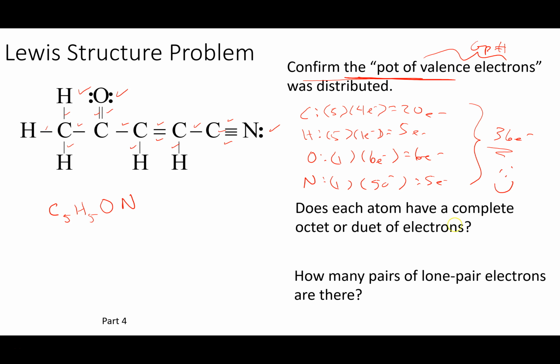Now, does each atom have a complete octet, or in the case of a hydrogen, a duet? And the answer is yes. You can confirm that if you want. How many lone pairs of electrons are there? I'm liking 1, 2, 3. I just got 3 lone pairs of electrons. And again, I'm not sure how I'm going to do this, but it will be interpreting Lewis structures.